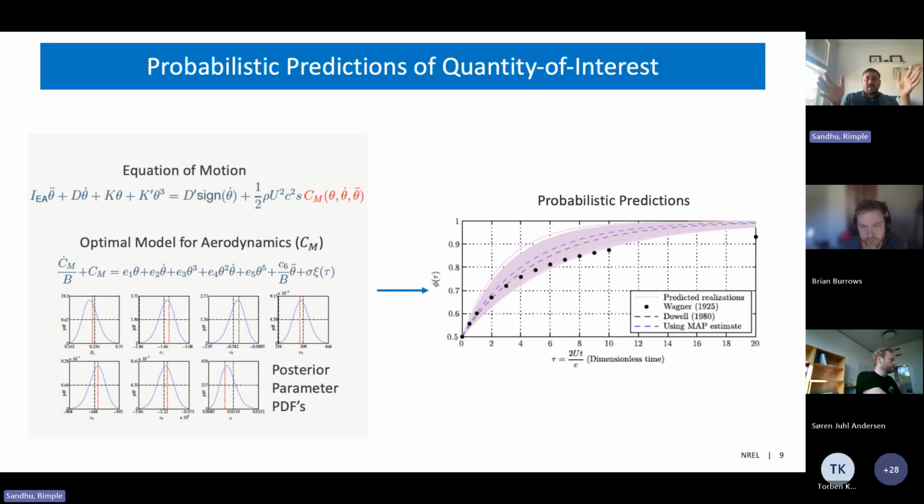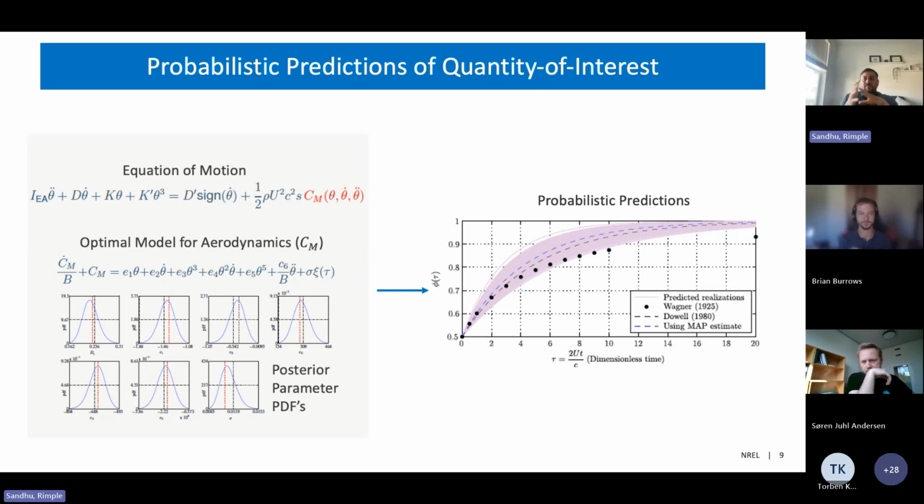On the left is what I have after I've done the Bayesian inverse modeling of this. So I have the equation of motion. Obviously, I knew everything about the structure. The only thing I need to worry about was their aerodynamics, which I've now been able to capture using this Bayesian inverse modeling. This is my model structure.